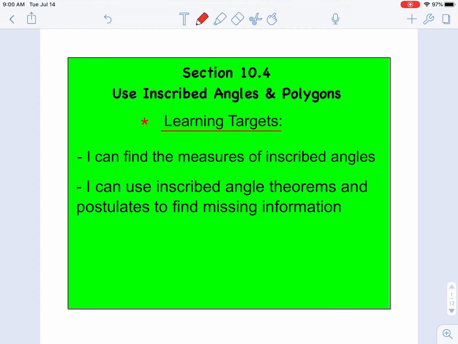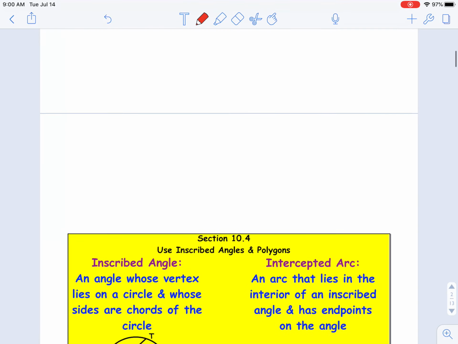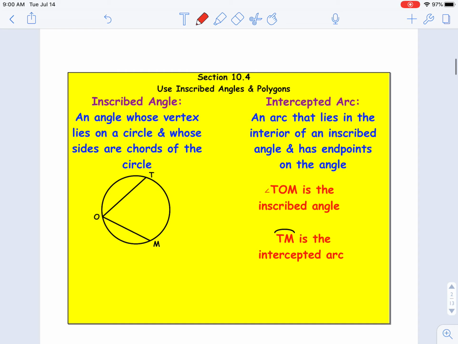Section 10.4, we're going to use inscribed angles and polygons. We're going to find the measures of inscribed angles and learn what they are, and then use angle theorems and postulates to find missing information. So, an inscribed angle is different from a central angle.